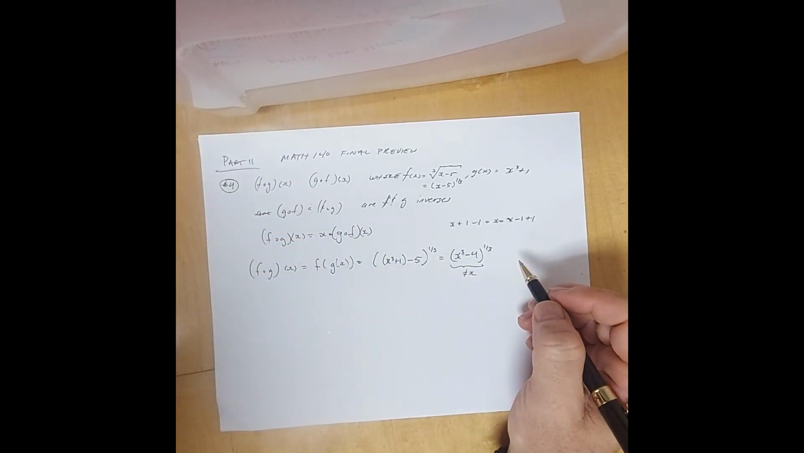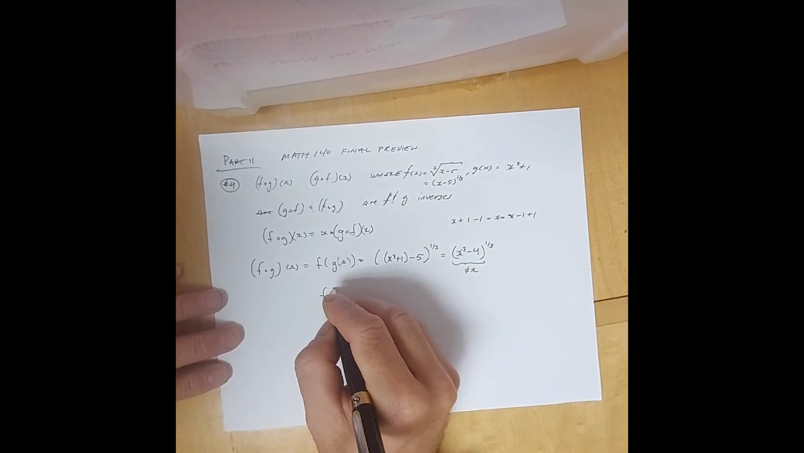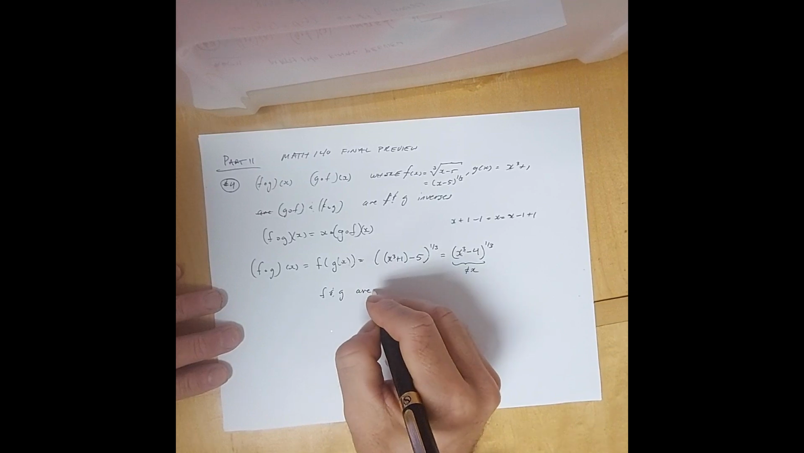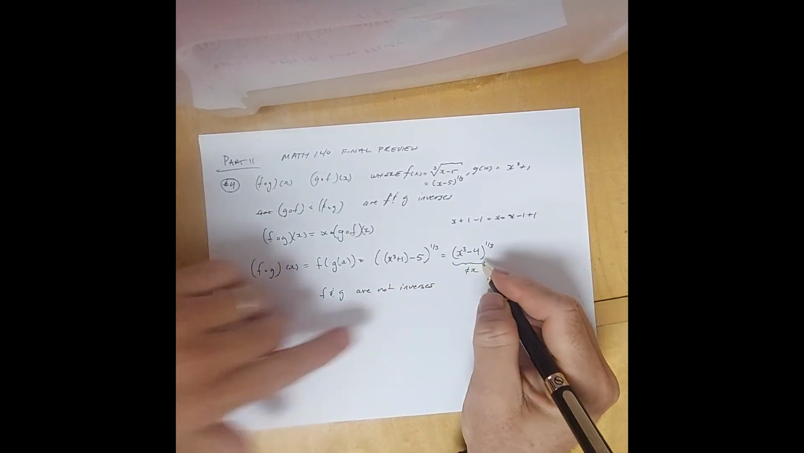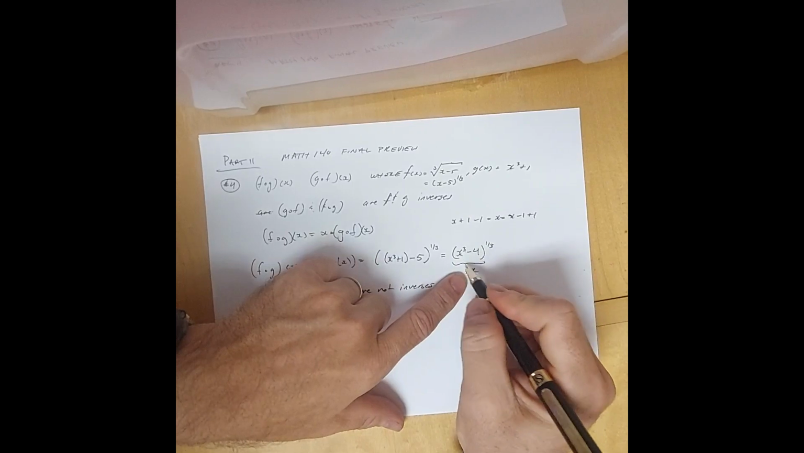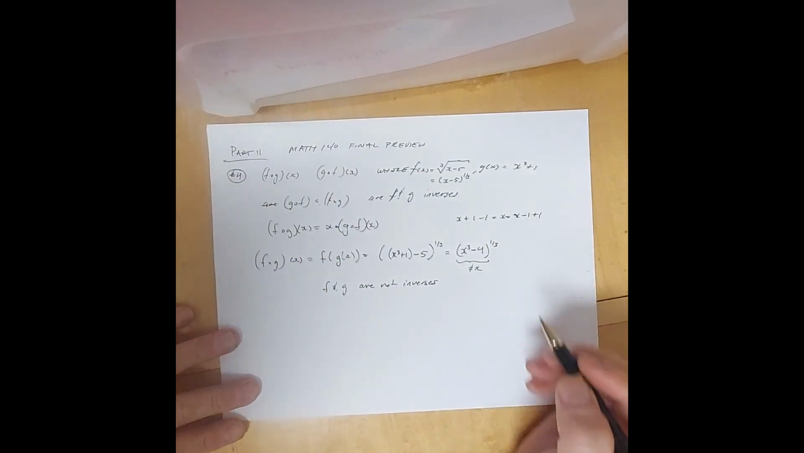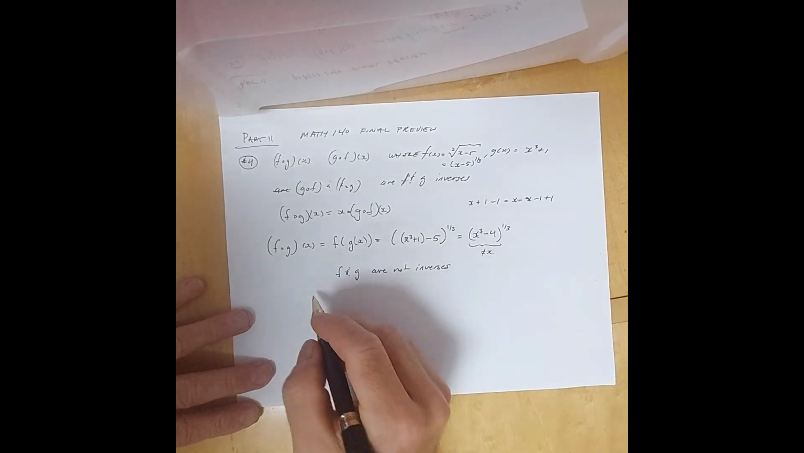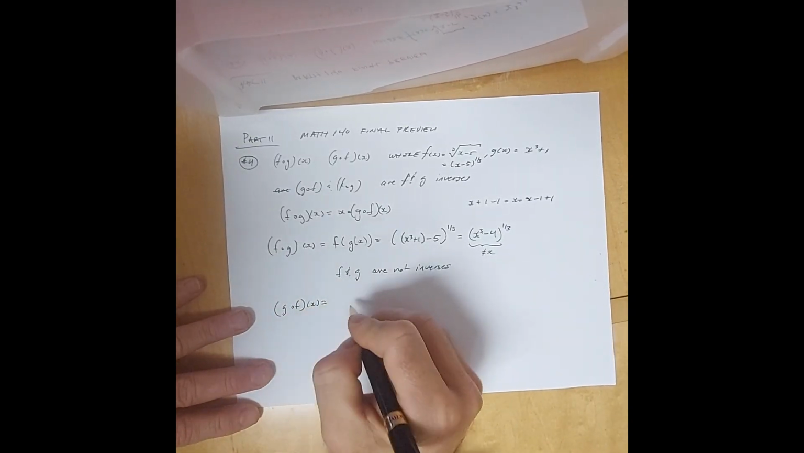So at this point, we can say that f and g are not inverses of each other, for the fact that this does not simplify to x. If it fails in either direction, then they are clearly not inverses of each other. But let's go ahead and compose g composed of f of x and see what that gives us.